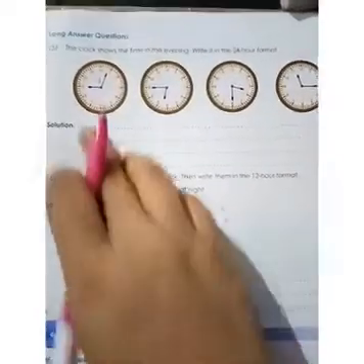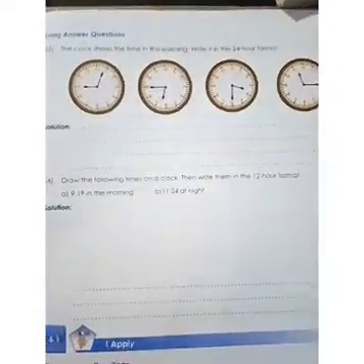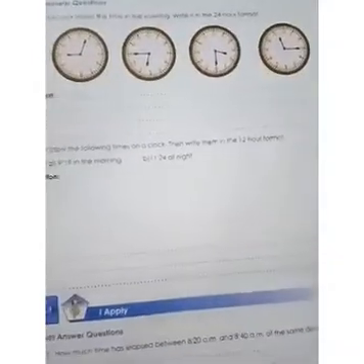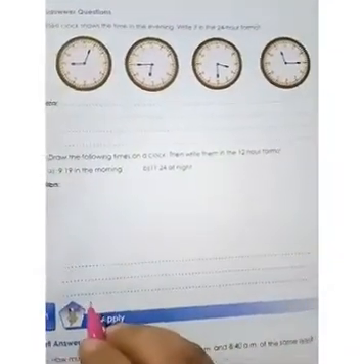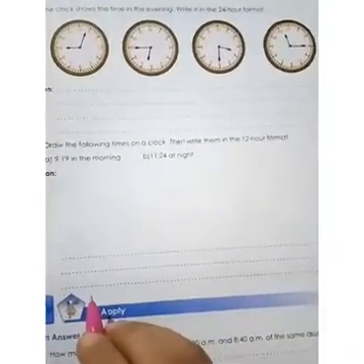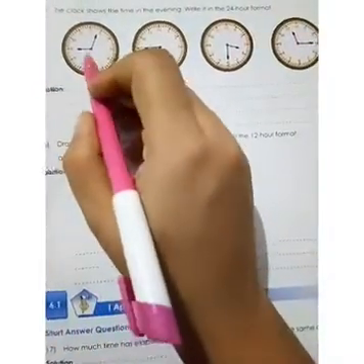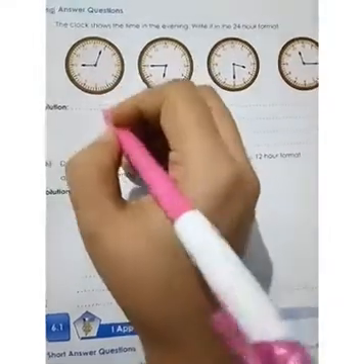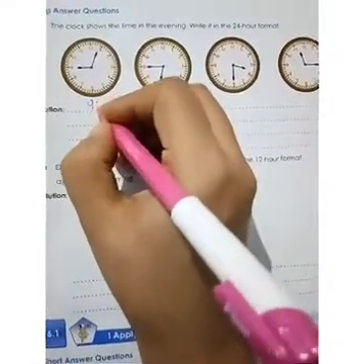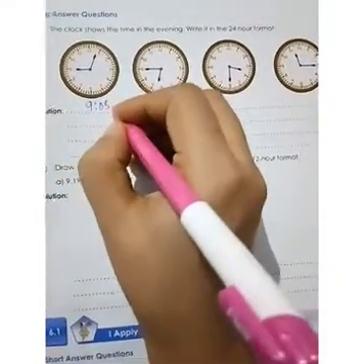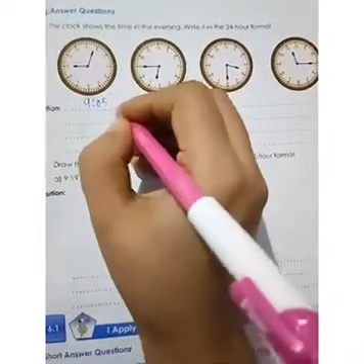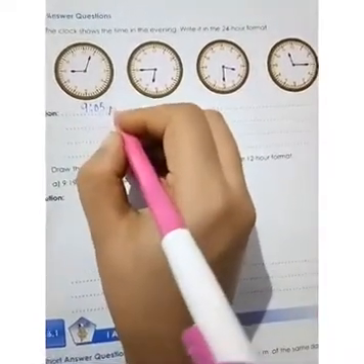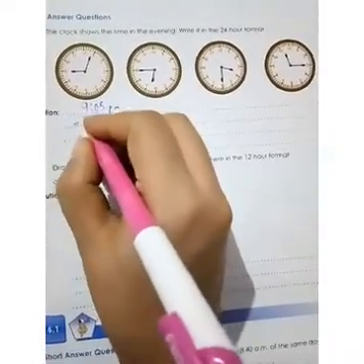Question number 15. The clock shows the time in the evening. Write in the 24-hour format. So it is in the evening, that means we have to add 12. And we have to write in 24-hour format. So it is 9:05. So what I'm going to do here, 9 I'll write here. I'll write in the 12-hour format and then I have to convert it.